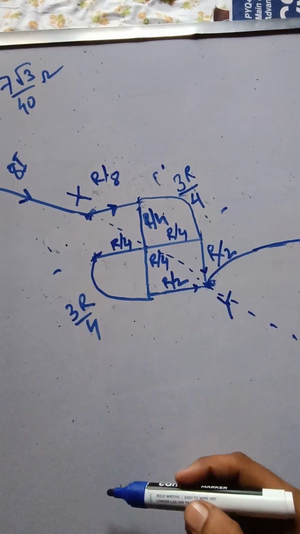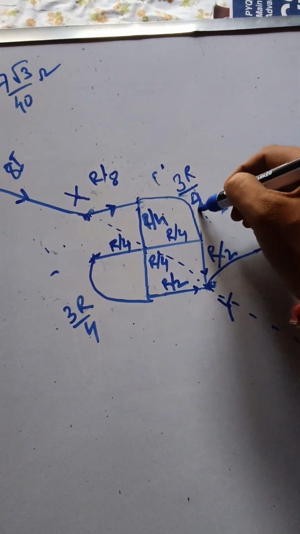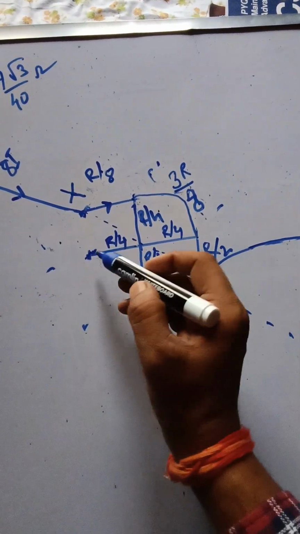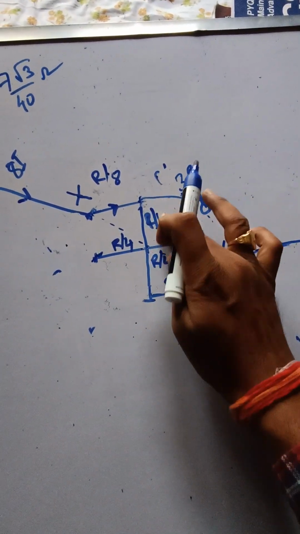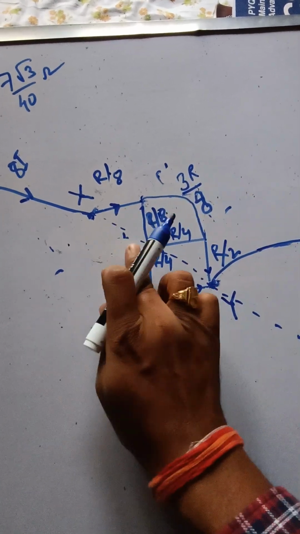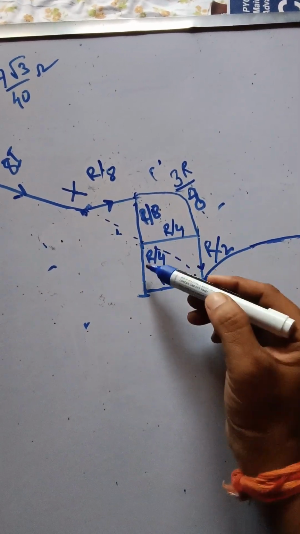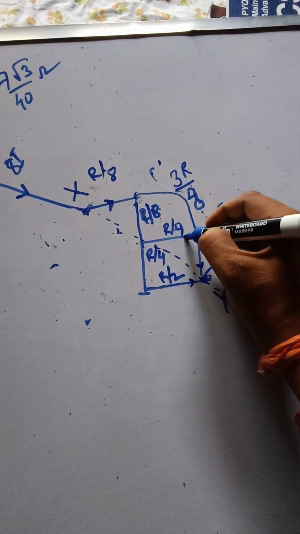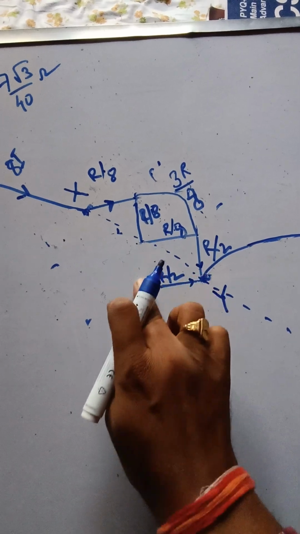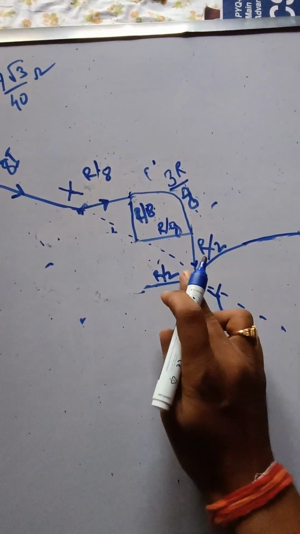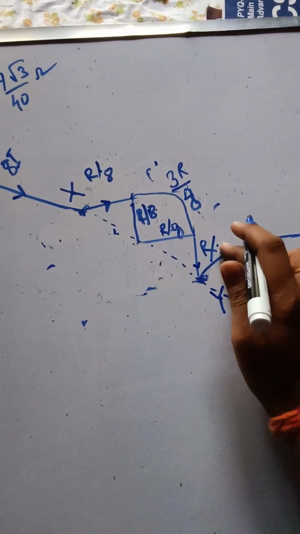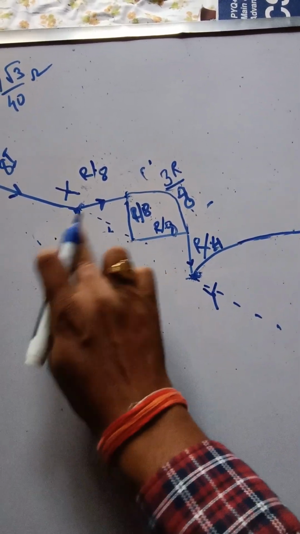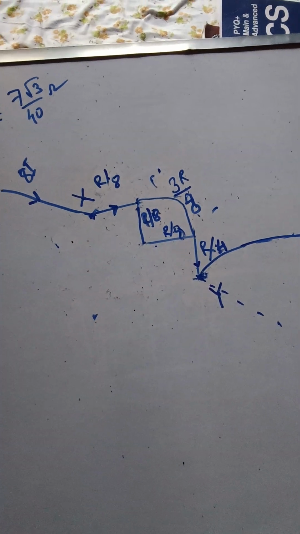Now fold. So what will be this resistance? 3R by 8. Now remove this part. Okay, this is R by 4, this is R by 4, so this is R by 8. This is R by 4, this is R by 4, this will superimpose on this, so this is R by 8. This is R by 2, this is R by 2, so remove this part and this becomes R by 4. Okay, now you can see it is very simple now.